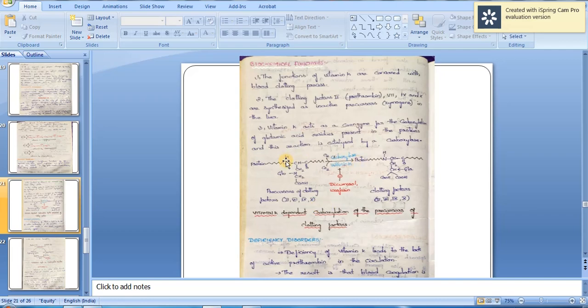See here, this is the glutamate. It is converted with the help of the enzyme carboxylase and forms gamma carboxy glutamate. It requires vitamin K to produce gamma carboxy glutamate, and also requires oxygen and carbon dioxide. This is the carboxylation of glutamate, that means the conversion of glutamate with the help of the enzyme carboxylase.